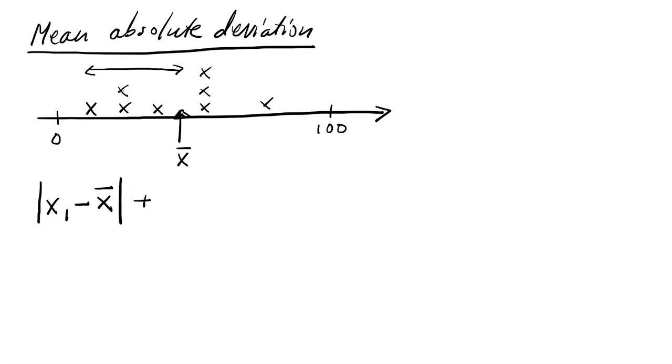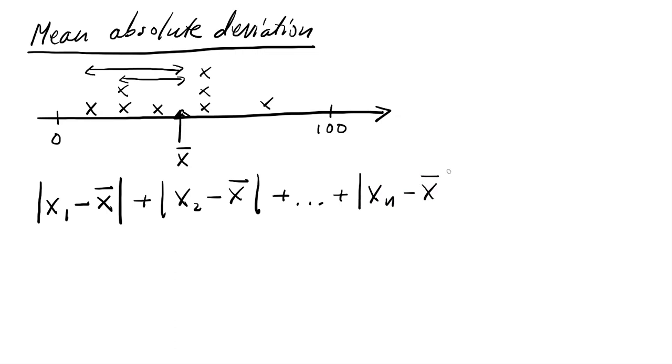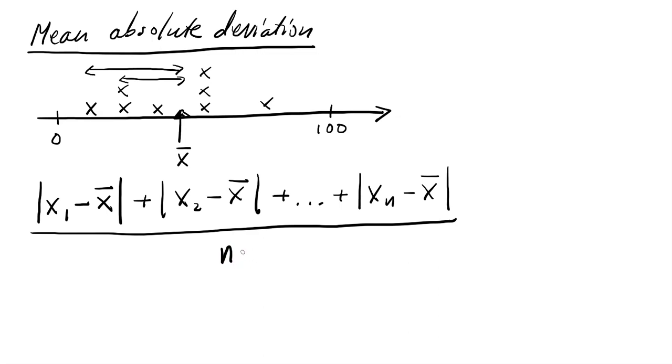Then we do the same for all the others. We take the distance here. And if you call this x2, that distance can be written like this. Then we continue in this way, adding up all the distances. And then we take the average. So after we have added all, we divide by the total number of data in the dataset. And this, what I've written here, is the mean absolute deviation.